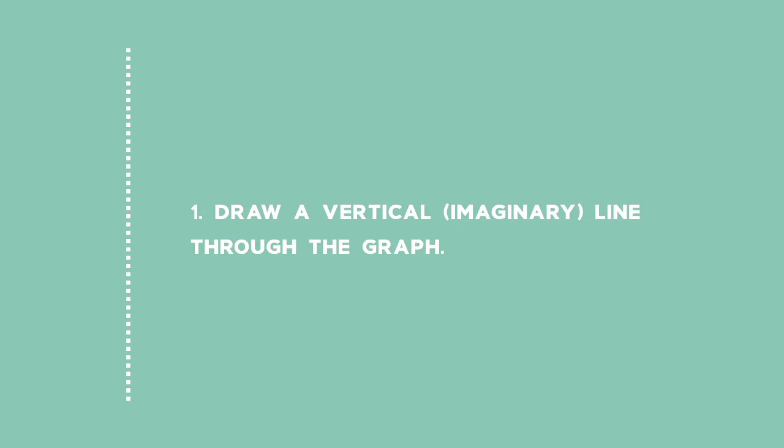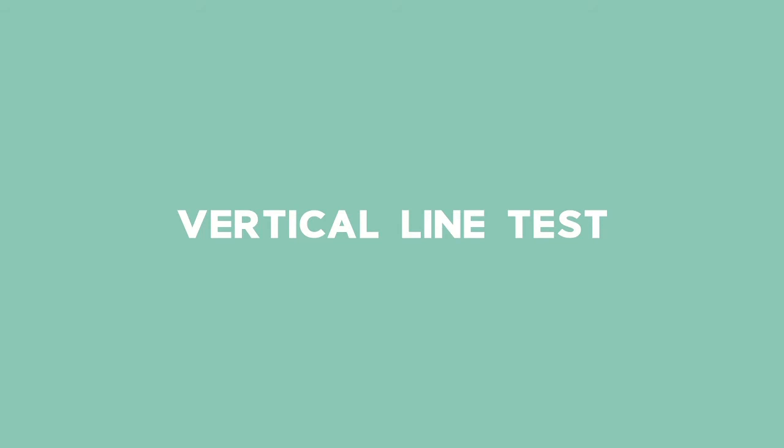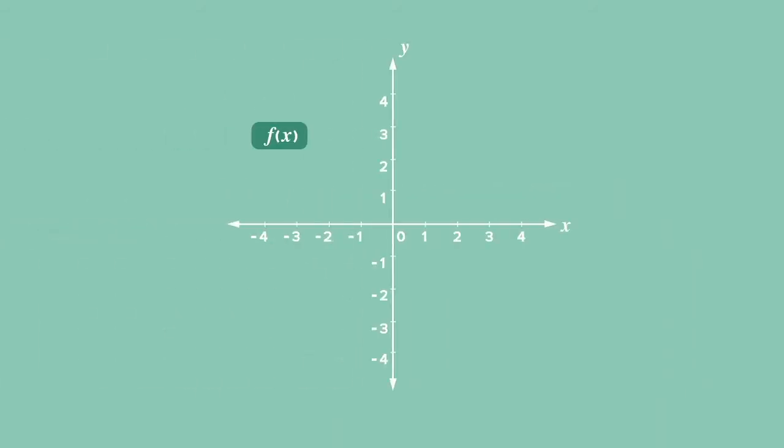Functions can be one-to-one or many-to-one relations. We use a vertical line to test whether a graph represents a function or not. If a vertical line can be placed anywhere on the graph and it cuts the graph only once, then we know that the graph represents a function. This is called the vertical line test. For example, this is the graph of f of x equals x plus 3.